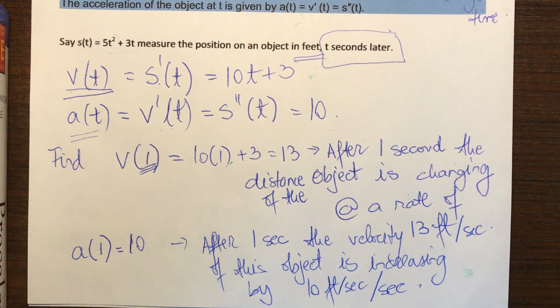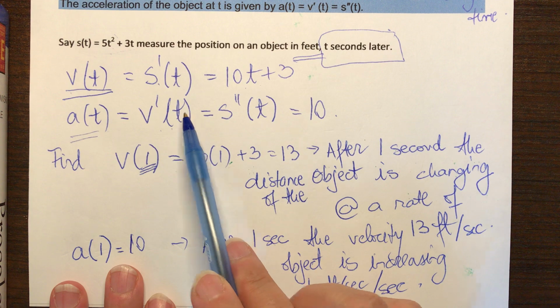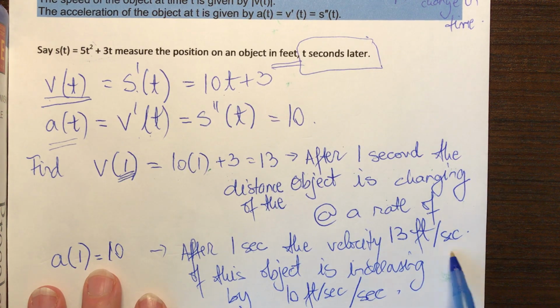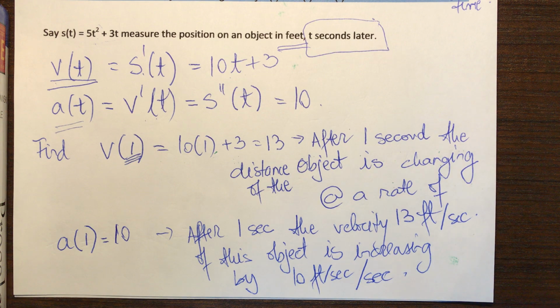Okay, so the acceleration is a change in velocity, right? It's the derivative of the velocity function. What are the units for velocity? The units for velocity are feet per second, yes? So those feet per second will grow by another 10 feet per second every second. So next time, I'm going to get 23 feet per second, right?